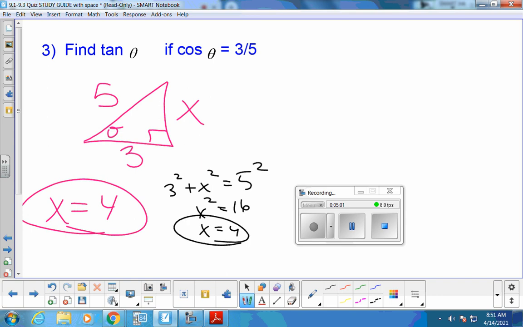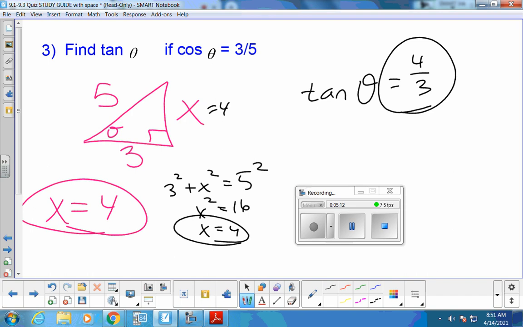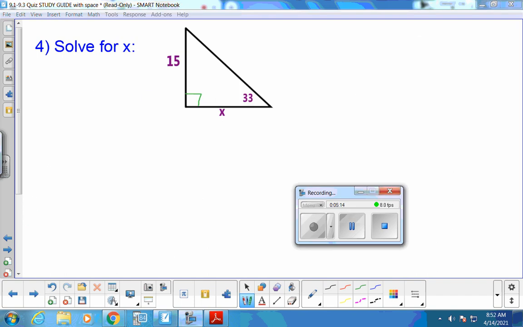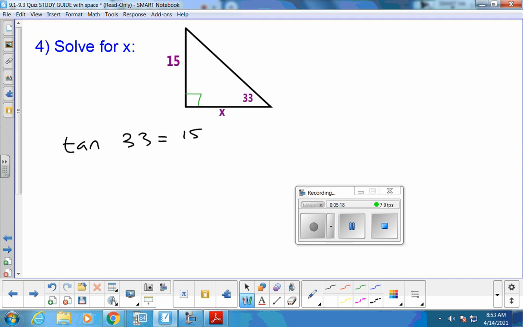And then we have to do tangent. So tangent of our angle is opposite over adjacent, 4 over 3, because this is 4. Good. Alright, it looks like all my groups chose to use tangent, which is correct. Tangent of 33 is 15 over x. Now, it is a tricky situation when you have a variable in the bottom. So we're going to multiply by x to get the variable out of the bottom, and then we'll divide both sides by tan 33.